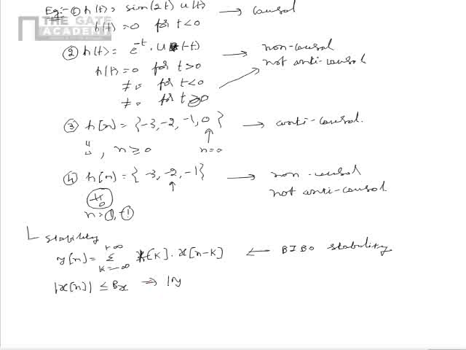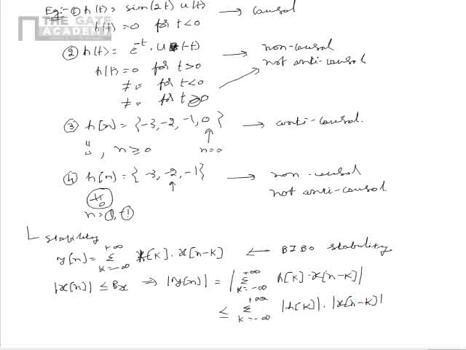From this we can say that mod of y of n is equal to mod of sigma k equal to minus infinity to plus infinity h of k multiplied by x of n minus k. We know that this is less than or equal to sigma k equal to minus infinity to plus infinity mod of h of k multiplied by mod of x of n minus k.